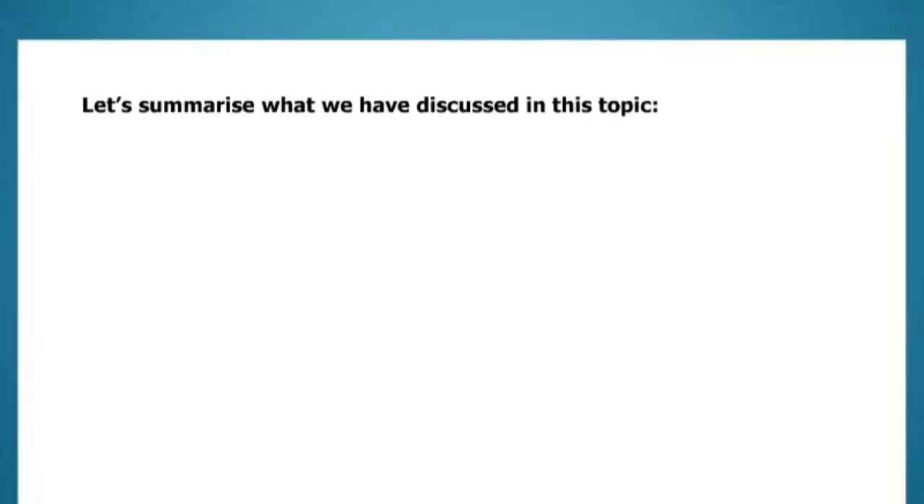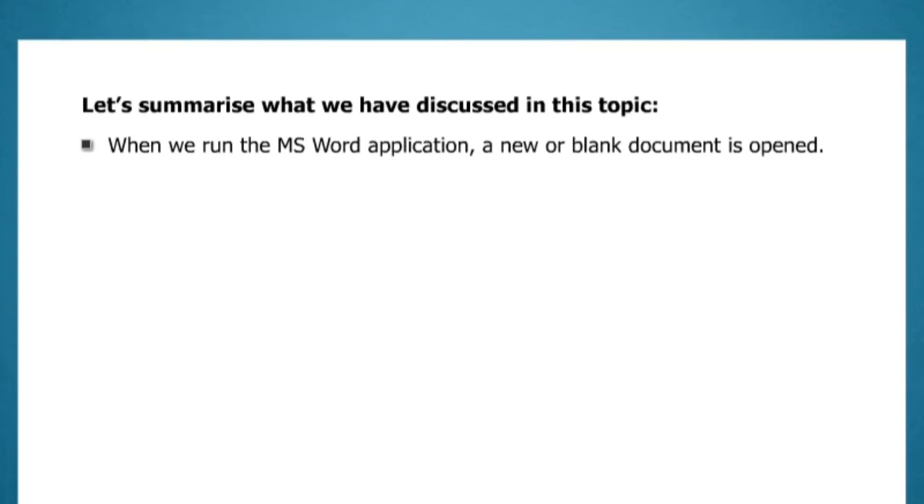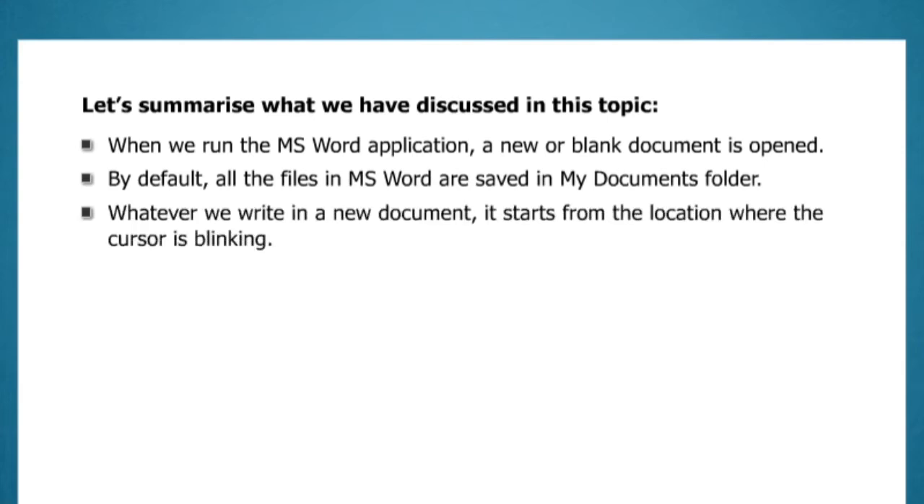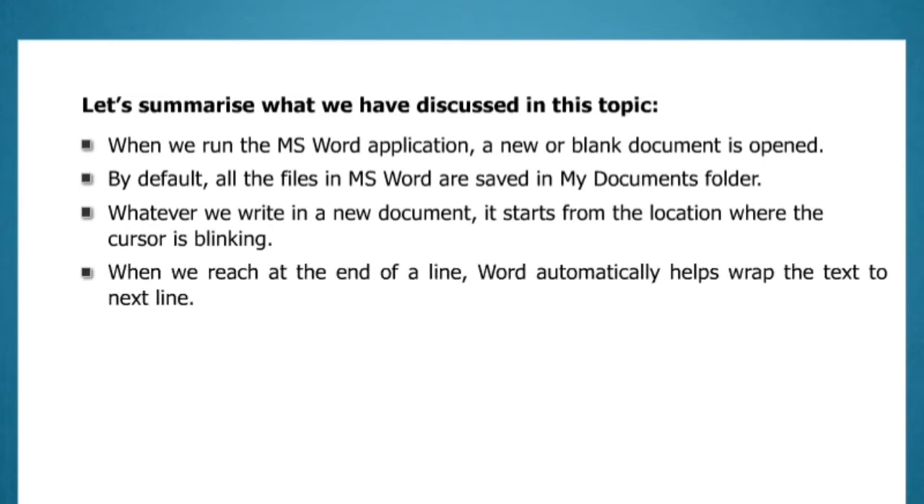Let's summarize what we have discussed in this topic. When we run the MS Word application, a new or blank document is opened. By default, all the files in MS Word are saved in My Documents folder. Whatever we write in a document, it starts from the location where the cursor is blinking. When we reach the end of a line, Word automatically wraps the text to the next line.